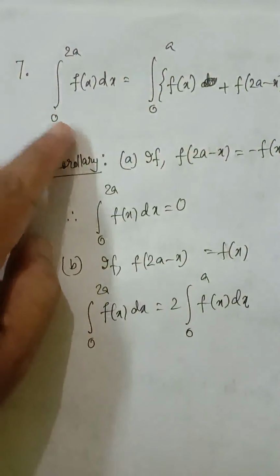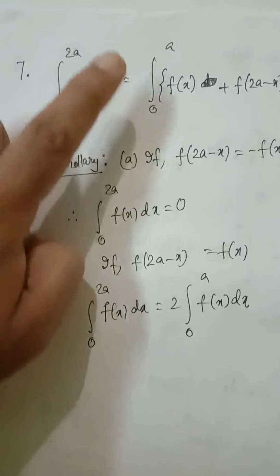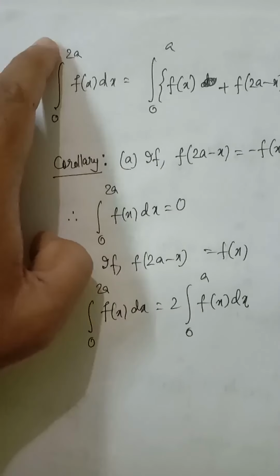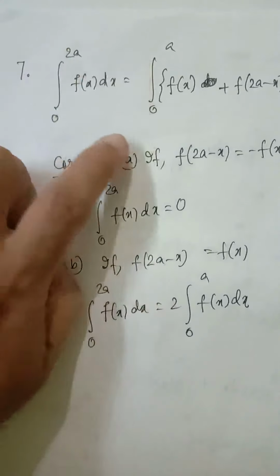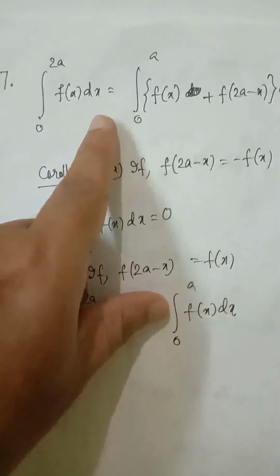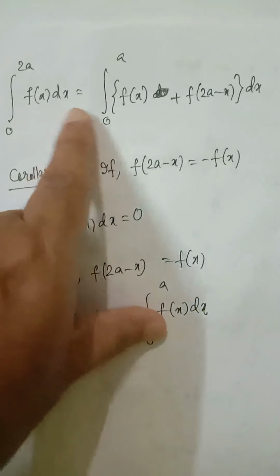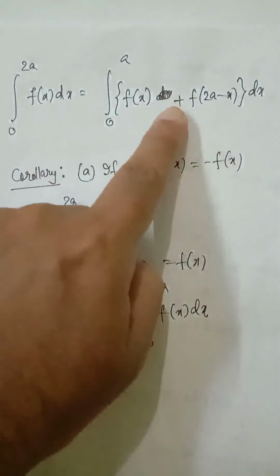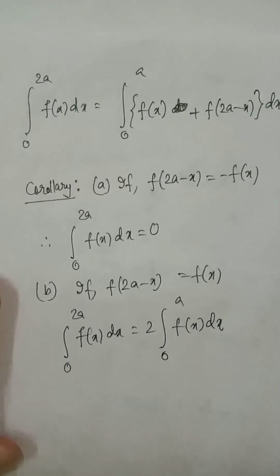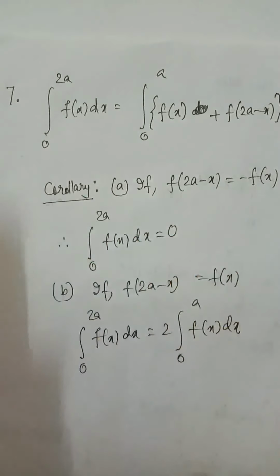Take the left hand side, the integral from 0 to 2a of f(x) dx, then you write it as 0 to a plus a to 2a using property 3. So 0 to 2a equals the integral from 0 to a of f(x) dx plus the integral from a to 2a of f(x) dx. In the second integral, a to 2a, put x equal to 2a minus t. You will get this, and proceed, you will get the right hand side. So try to prove this property number 7 at home.